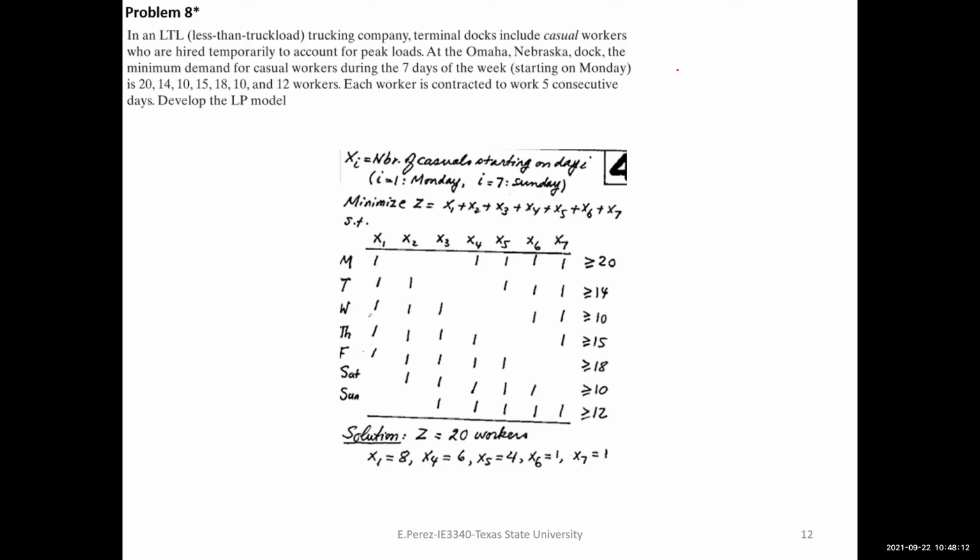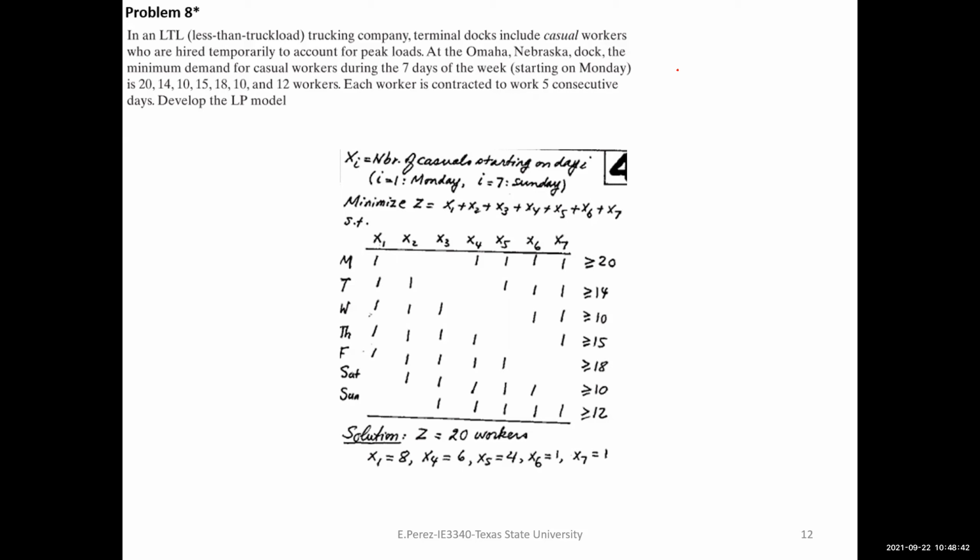That's a good question. Let's see if there's anything specifically here. The minimum demand for casual workers 7 days a week, starting on Monday, is 20. So this is the demand for Monday. Each worker is contracted to work 5 consecutive days. Yeah, that's a good question.